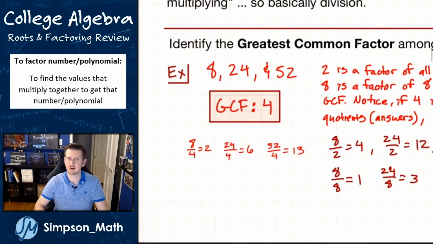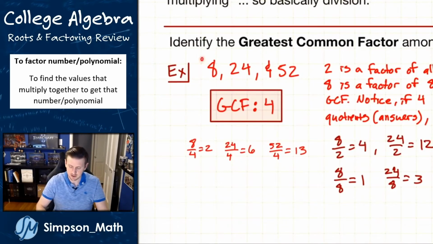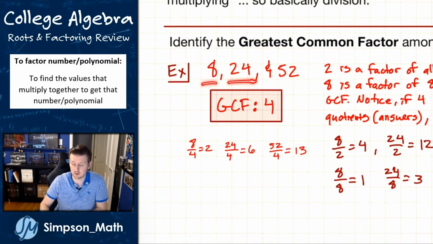So again, if you're freaked out like, ooh, there's three things, well, it's okay. Just imagine, what is the greatest common factor of 8 and 24? Like, what if this was 8 over 24 and I said reduce it? Well, 8 and 24 both have an 8 in common. That's the biggest. So that's the greatest common factor of those two.